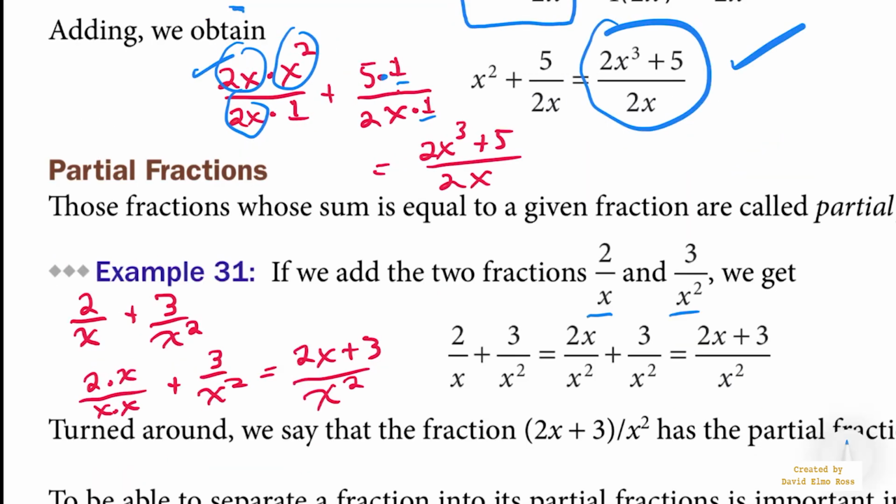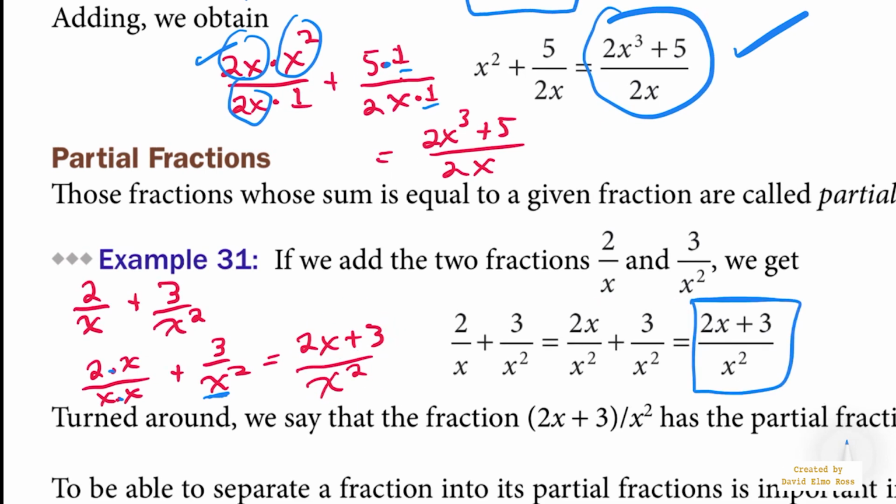For the next one, we have 2 over x plus 3 over x squared. Now in this case, x squared is already here, so to get a common denominator we have to multiply by x and multiply by x again. So that becomes 2x plus 3 over x squared, which is the answer that we have here.